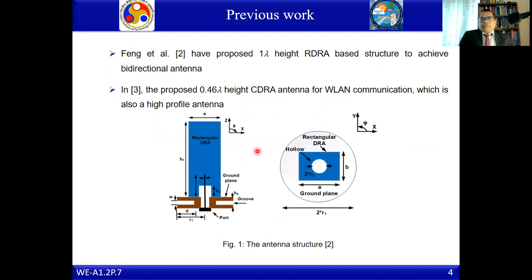About the previous work, Fang and others have proposed a rectangular DRA for bidirectional radiation pattern applications, but the height of the antenna is around 1 lambda. And in reference number 3, they have also proposed a cylindrical DRA for wireless LAN applications, which also has a bidirectional radiation pattern, but the height of the antenna is 0.46 lambda. So this kind of antenna has a very high profile. We want to reduce the profile, the height of the antenna. Our antenna will have a height of only around 0.1 lambda.